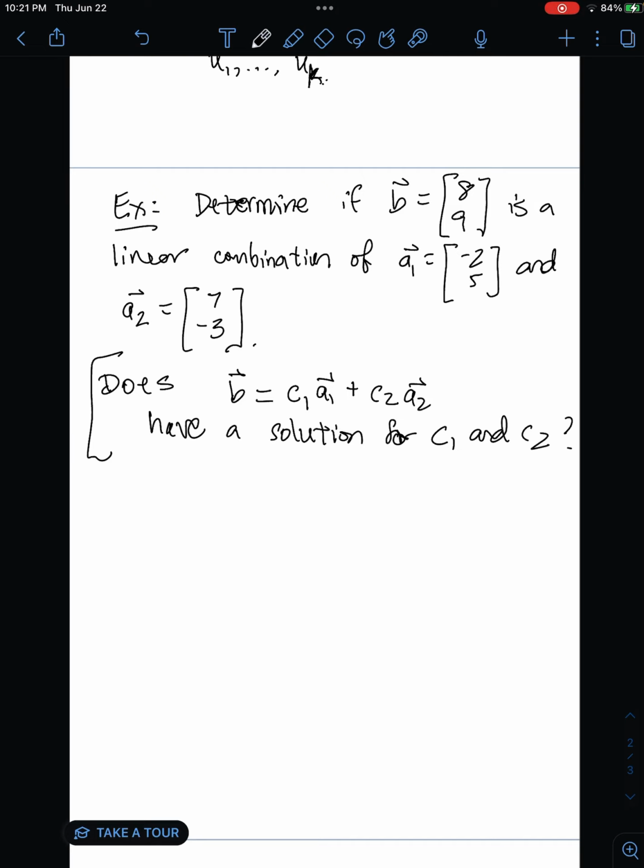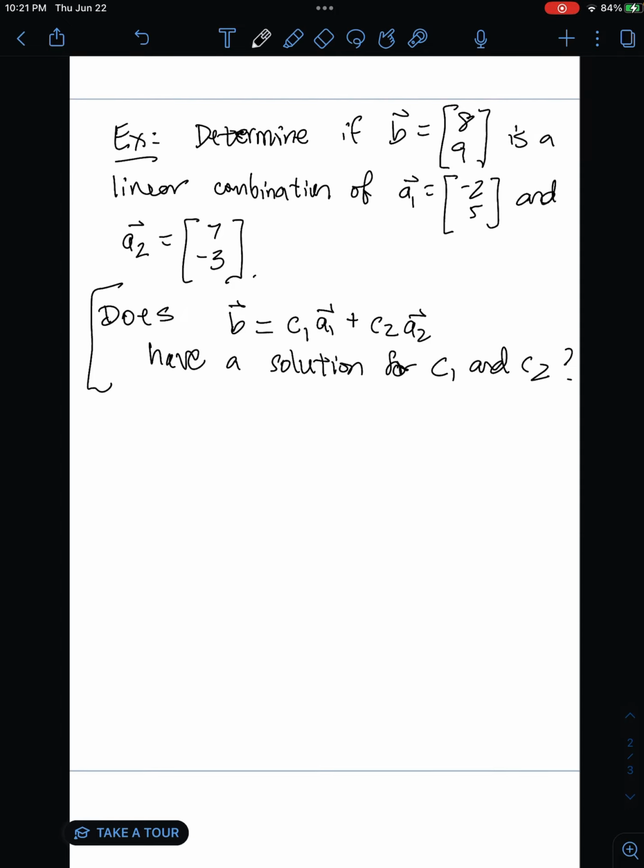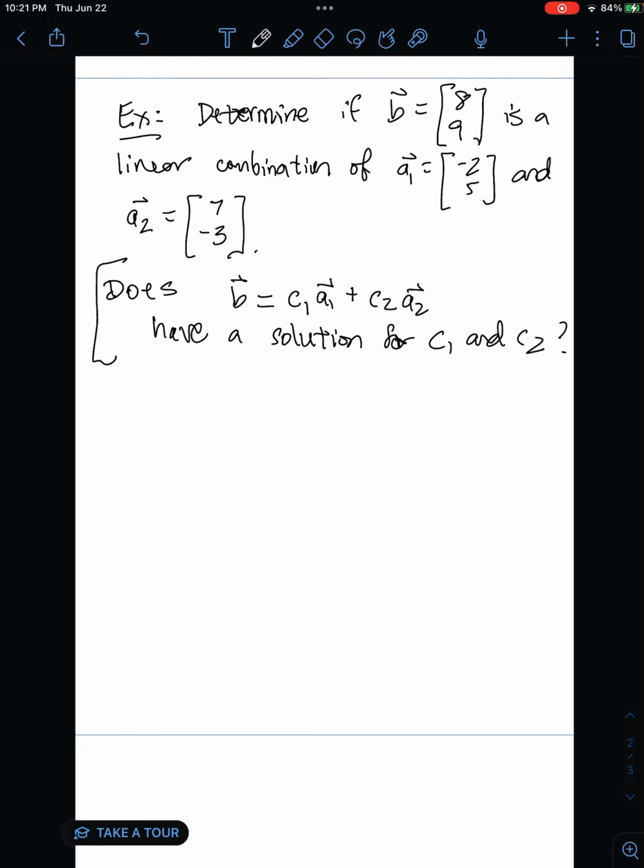So if you can get really good at this, just as a general strategy, before you try to figure out what to do, try to rephrase what the question's asking and make it really clear what you're being asked to do. The question, determine if B is a linear combination of A1 and A2, is just asking, can this vector B be written as C1A1 plus C2A2 for constants C1 and C2? Well, now we can see how to answer it.